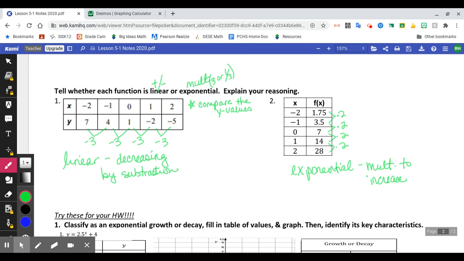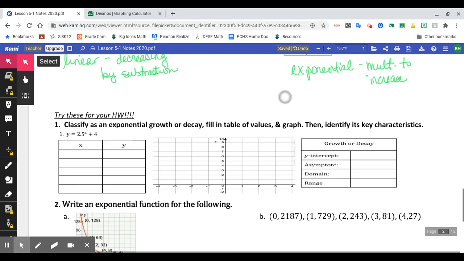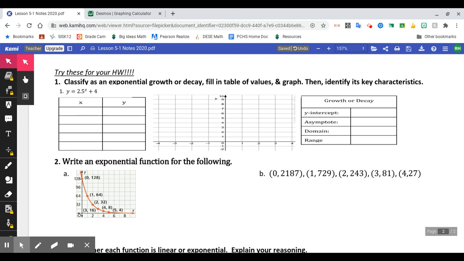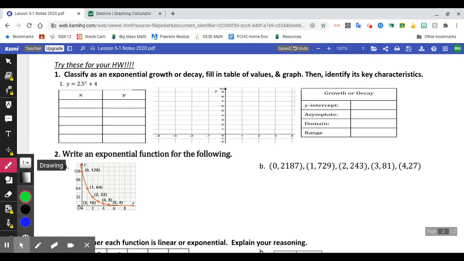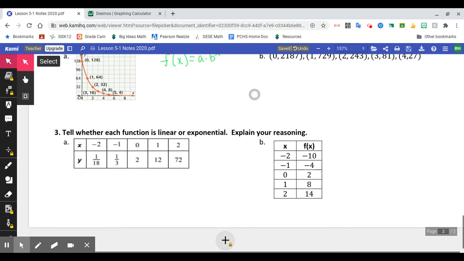All right, so I want you to scroll down here on your own paper, and do these for your homework. There's a few more than normal, but it's a little bit of each kind so that you can practice with the Desmos calculator on this one. And then down here, you're going to actually write your functions. So f of x equals a times b to the x for each one of these. And then this last part down here will be you actually telling whether it's linear or exponential like we just did. So use your notes, follow along, and let's see what we can do.